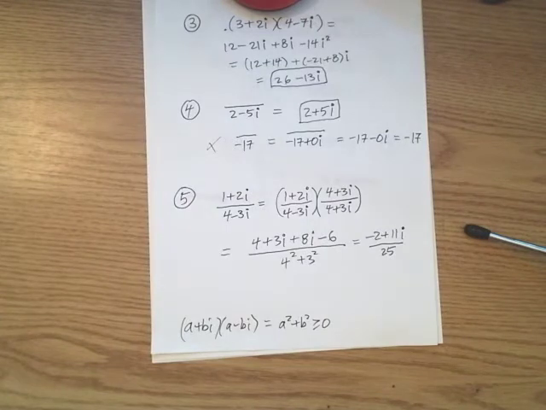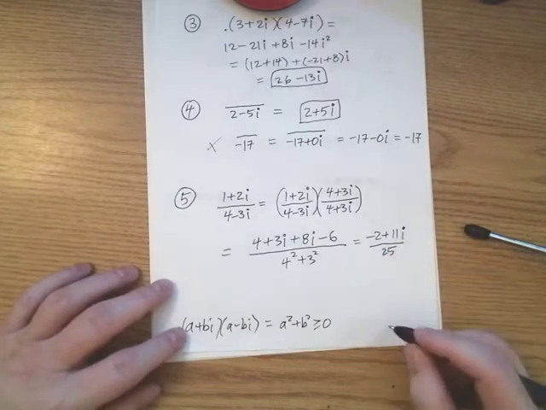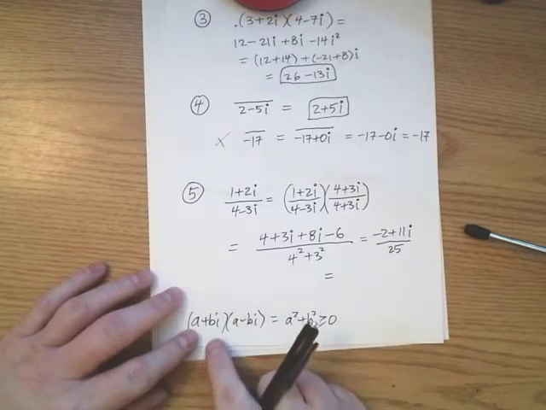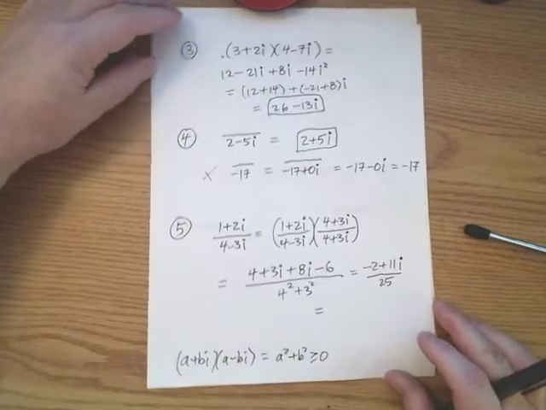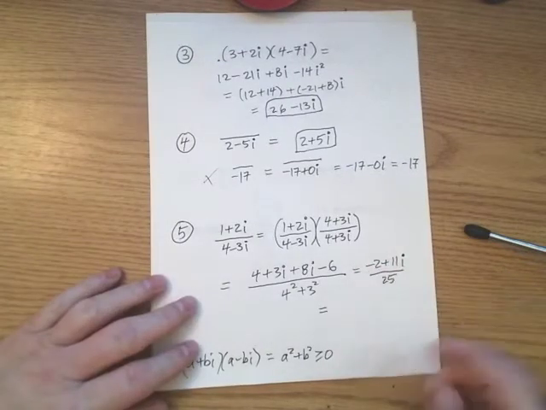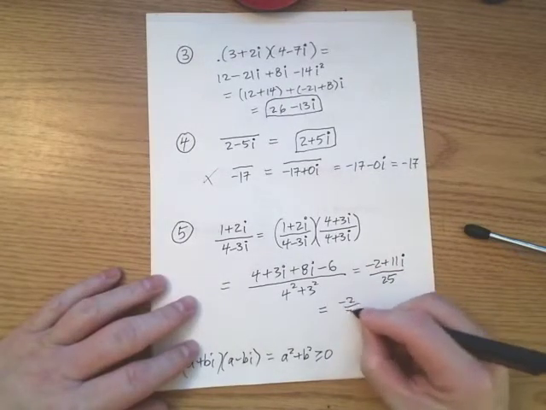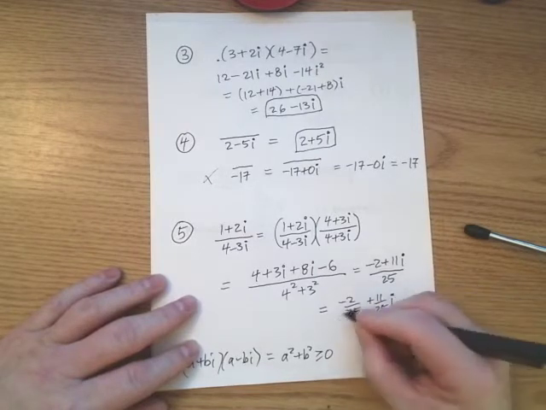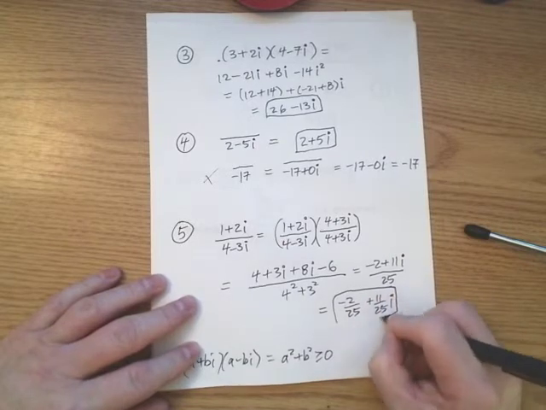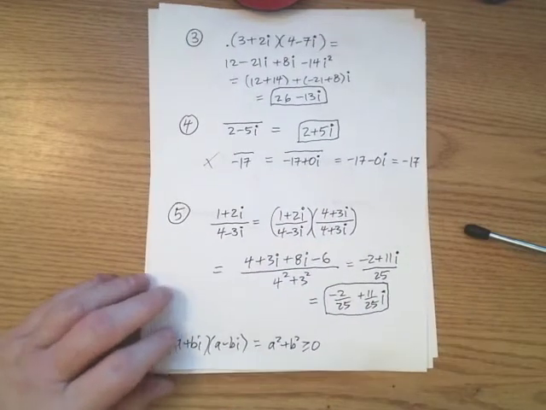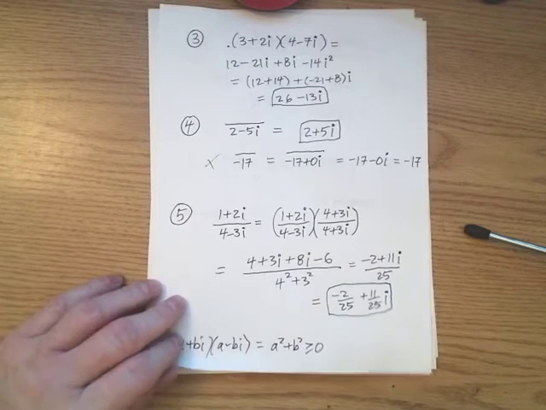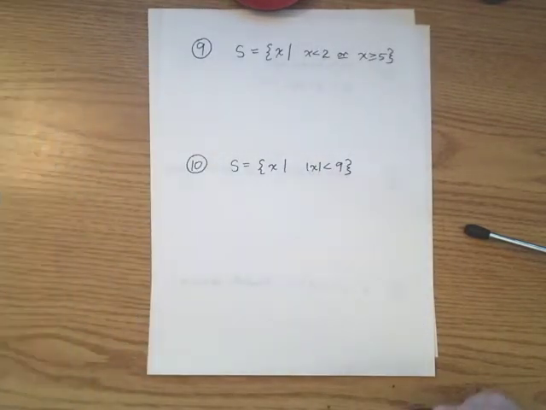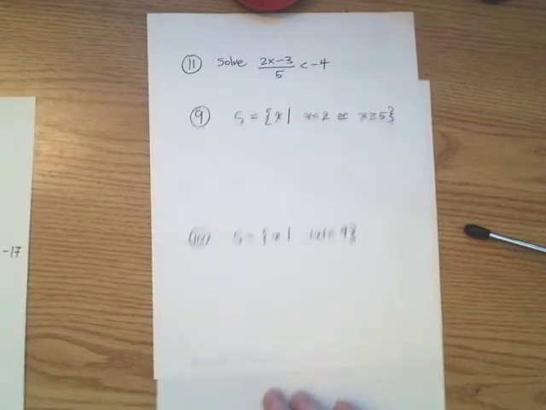Do I leave my answer that way? The answer is no. It's not wrong, but it's not the way I want my final answer. Remember how we want our answers to look like a plus bi or a minus bi? So we're going to break that into the real and imaginary parts. And this will get you full credit here, so go ahead and do that. Okay, so there you go. There's our answer. All right. So that's 1 through 5.